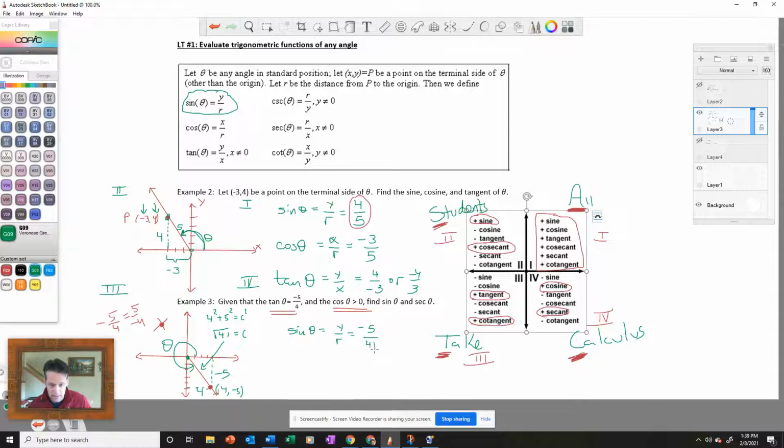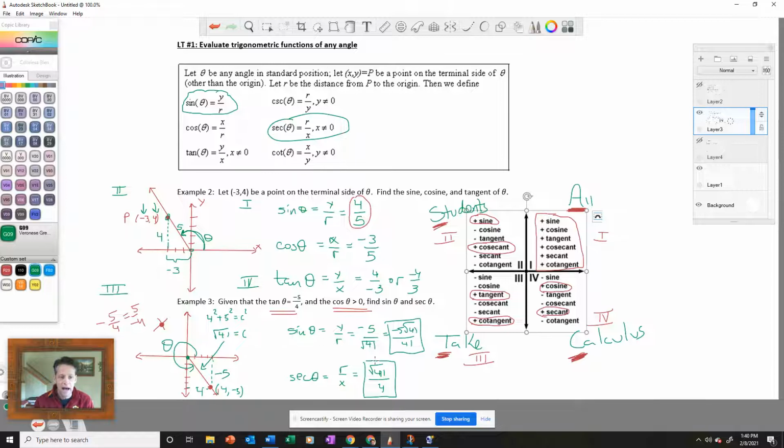So I'm going to get that the sine of theta is negative 5 over the square root of 41, or negative 5√41/41 if you rationalize the denominator. The secant of theta, well, let's see. The secant is right here. It's the inverse of the cosine, and that's r/x. So that's going to be the square root of 41 over the x value of our point, or the x distance, which is going to be 4. And therefore, it's going to be √41/4.